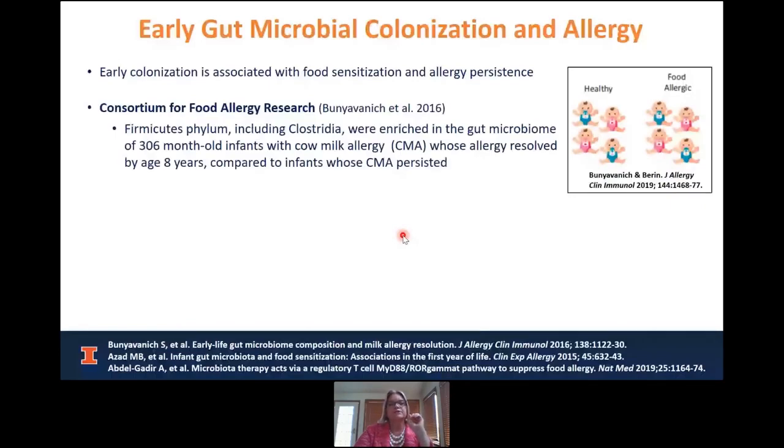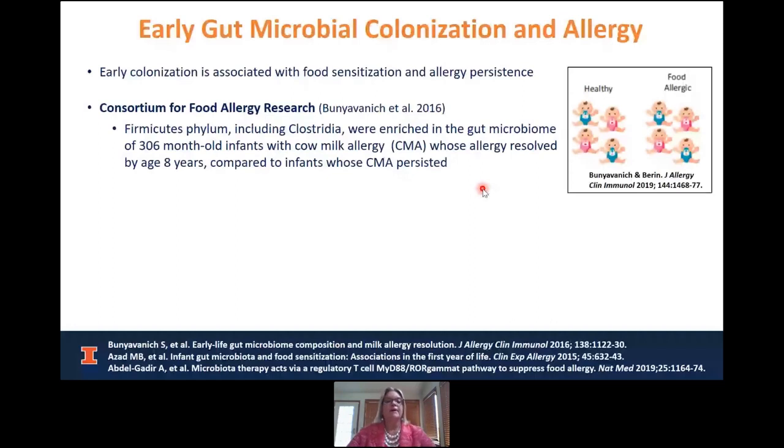So there's emerging data that this early colonization is associated with food sensitization and persistence. I'm going to just point out that the Consortium for Food Allergy is finding that Clostridium were enriched in the gut microbiota of infants whose cow milk allergy resolved by 8 years compared to those that persisted. So here we're looking at persistence.